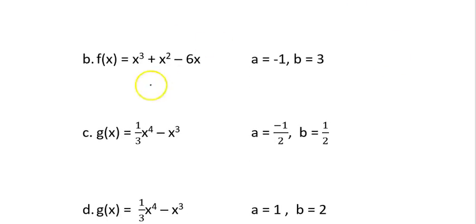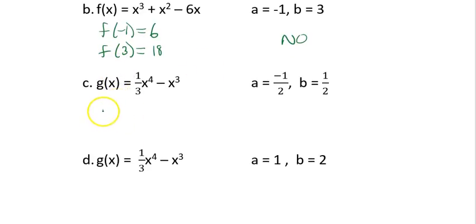For B, I'm going to plug in these two that they've given us. I'm going to plug in the negative 1, and that gives me 6. Then I'm going to plug in 3, and that gives me 18. These are both positive, so it didn't change sign. You don't have a 0 between them.